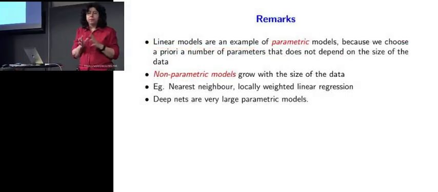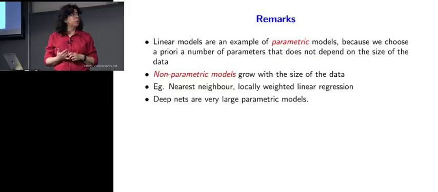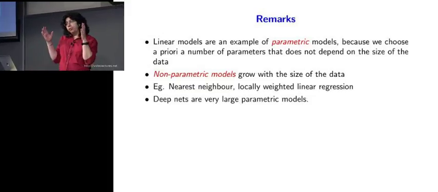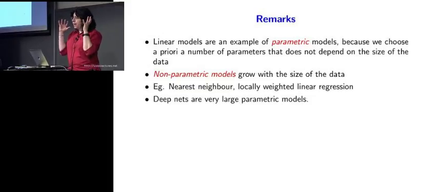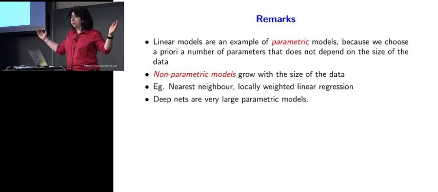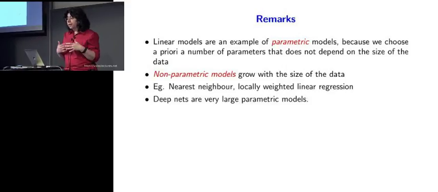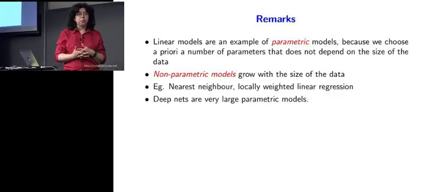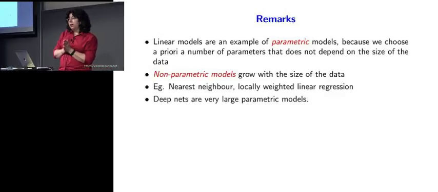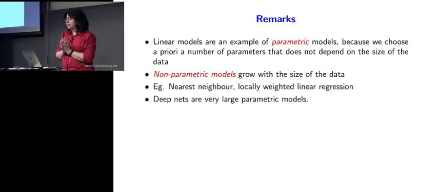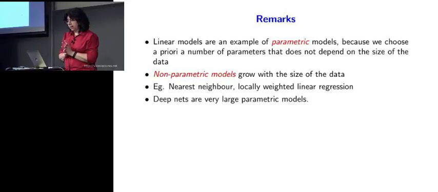So this is a very typical case of what we call a parametric model. What does that mean? It means that we've chosen a priori the complexity of the hypothesis. We have a fixed number of parameters. The length of the W vector is fixed. And we're just looking for a good weight vector. This is in contrast with non-parametric models, things like nearest neighbor methods, for example, where the complexity of the hypothesis class is allowed to grow with the size of the data.